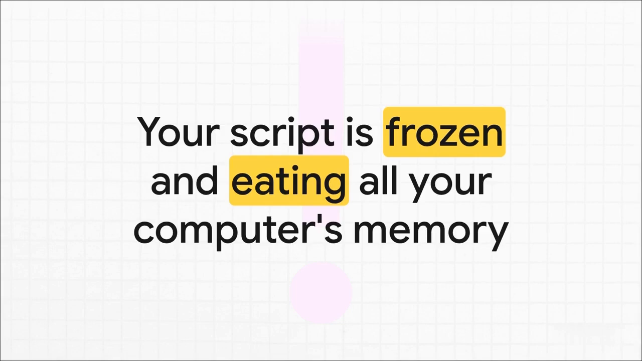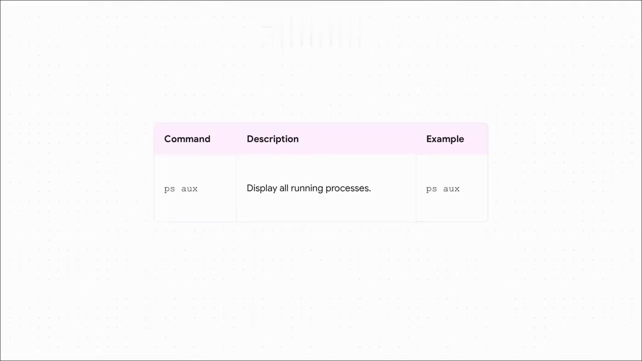The command line gives you a much better way. Your first step is to diagnose the problem. The command ps aux is like your computer's task manager, but on steroids. It gives you a list of every single thing running on your system, and in that list, you can find the process ID, or PID, of your troublemaking script. Once you have that PID, you can perform a precision strike.